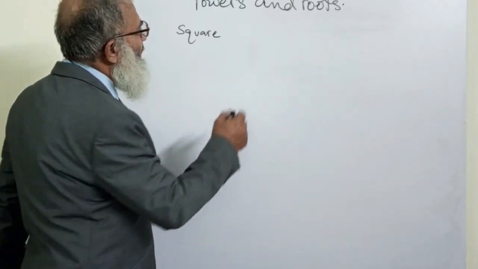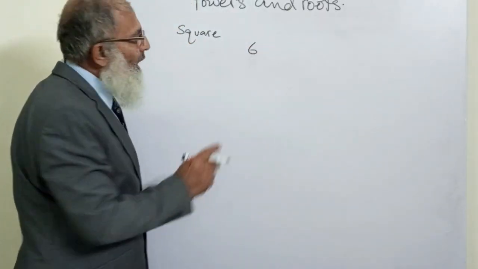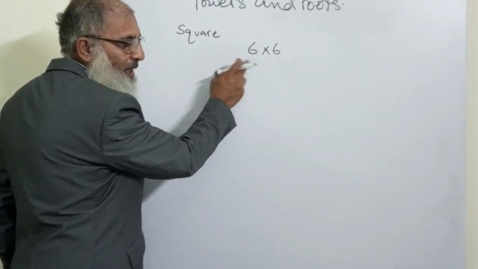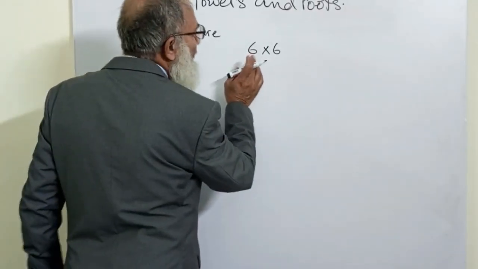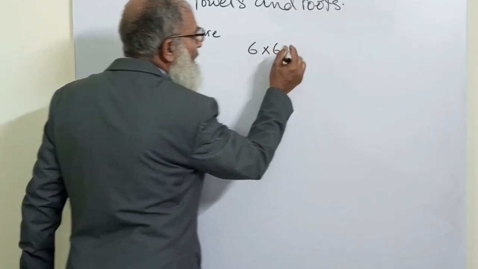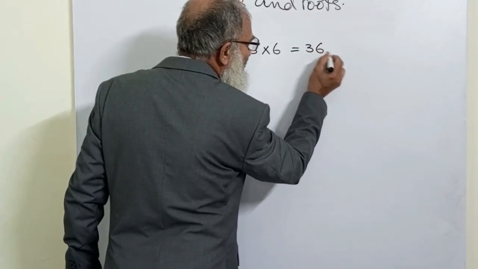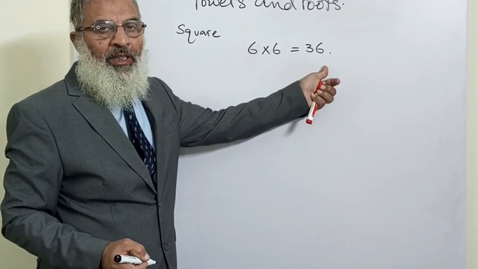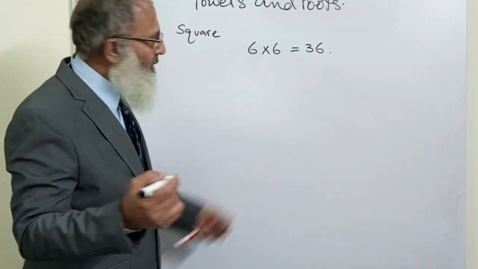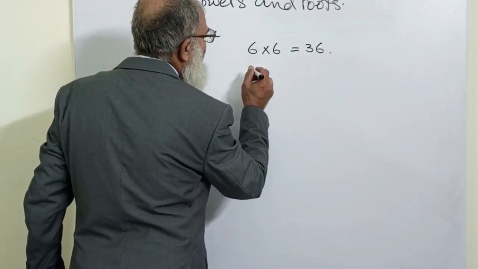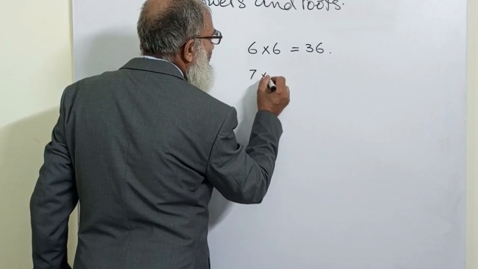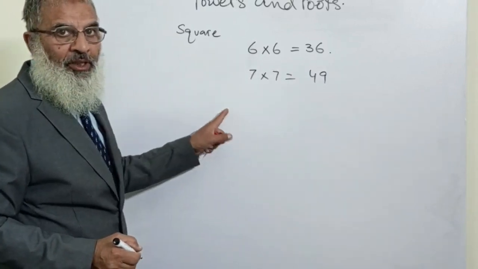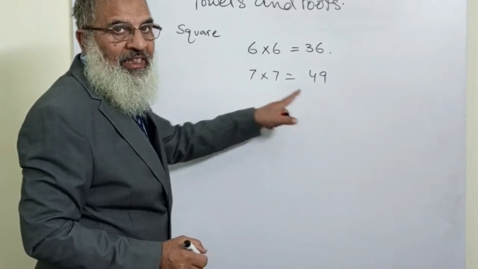For example, we have a number and that is 6. If I multiply 6 with 6 again, that means I am going to multiply 6 with 6, then the number will appear as 36. Now, my dear students, this is a square number. Similarly, if I take this number, 7 multiplied by 7 is equal to 49. Now this is again a square number. So that is what we call a square number.